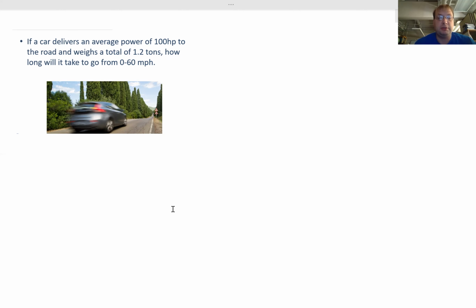And the problem is asking how long it will take to go from 0 to 60 miles per hour. So there are a couple of things that we need to do initially. First, the weight at 1.2 tons can be converted by multiplying by 2,000 pounds per ton to obtain 2,400 pounds. So that is the weight that the vehicle has.